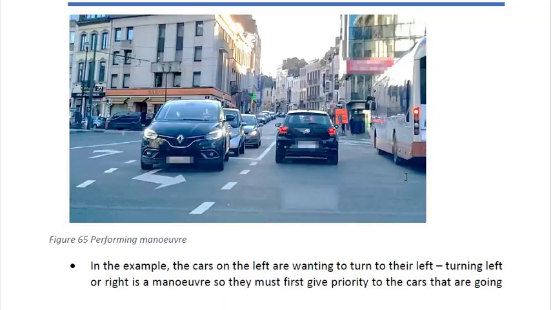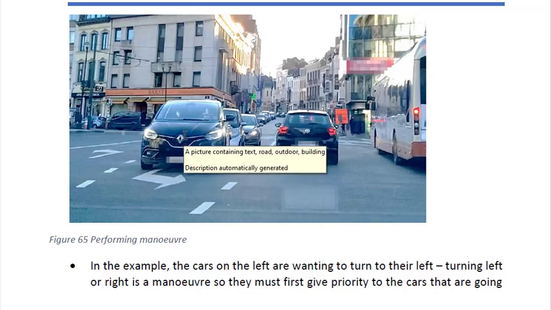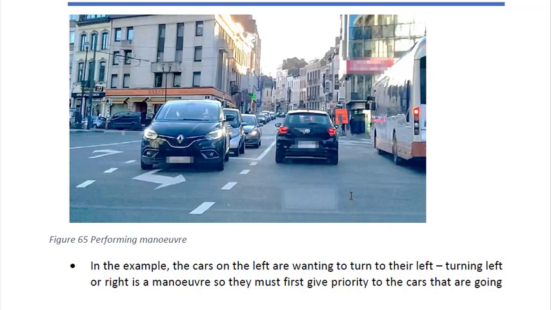Okay. So in this photo, as you can see, the car here on the left is wanting to turn to its left, which means that it will be performing a maneuver. Now, when this car is performing a maneuver, it must give priority. Yeah? Whenever you're performing a maneuver, you must give priority. So because this car is performing a maneuver, it must give priority to the traffic that is already on this lane.